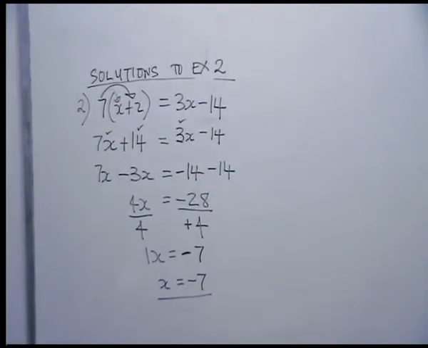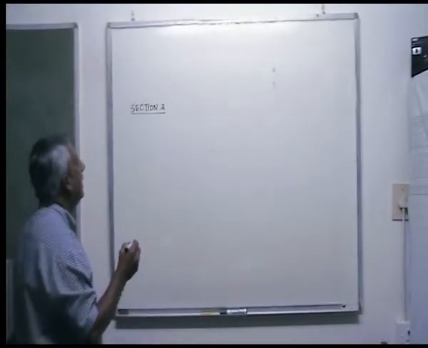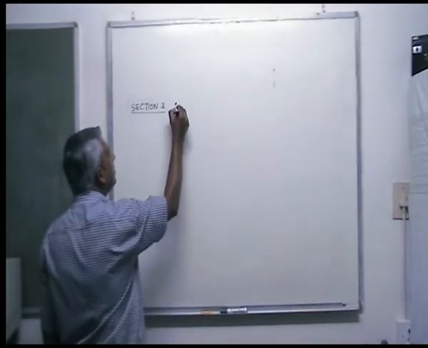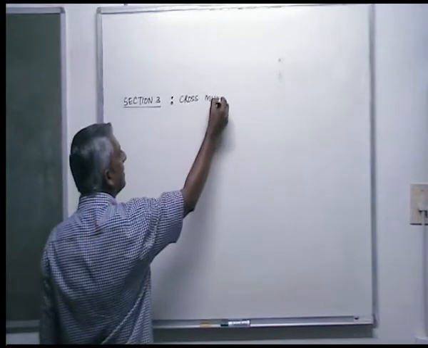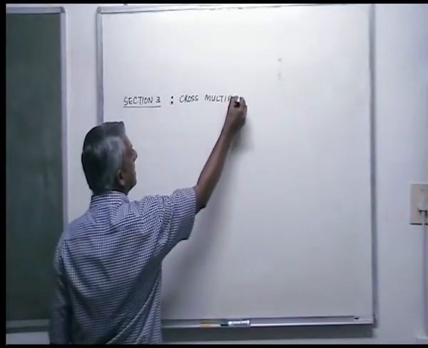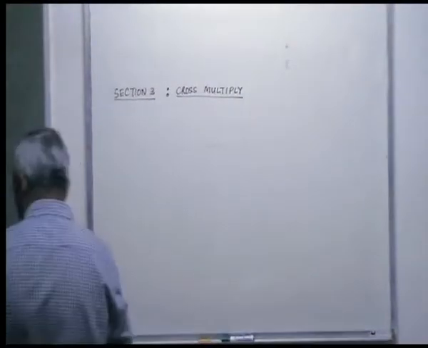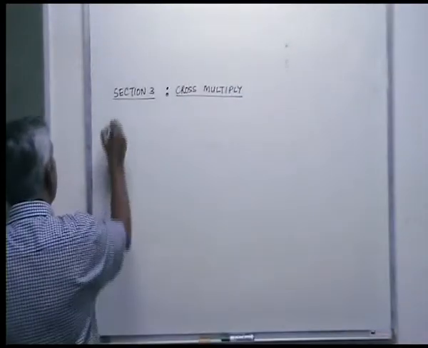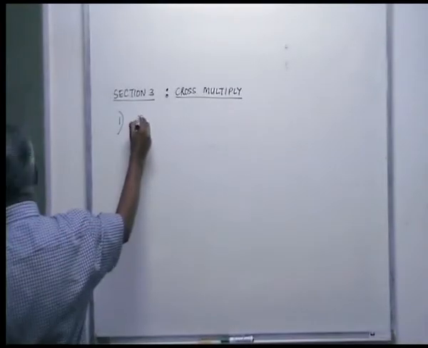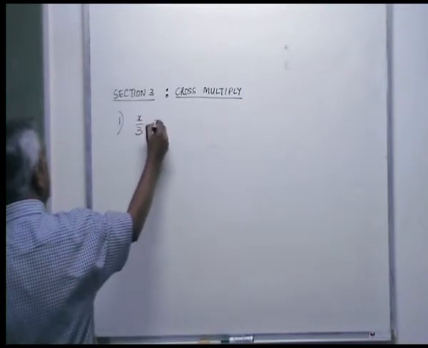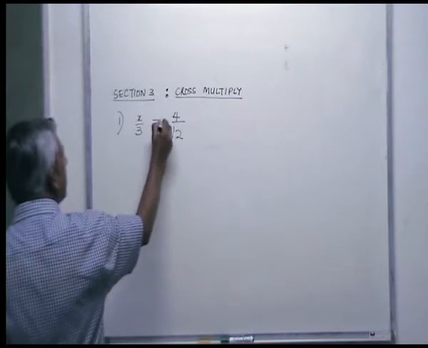Alright, so those were the solutions to the exercise. Let's call this section 3. And what we're doing here, we're learning how to cross multiply. That's what we're doing. We're learning how to cross multiply. So I will give you some examples. Let's take example 1. You got x over 3 is equal to 4 over 12.